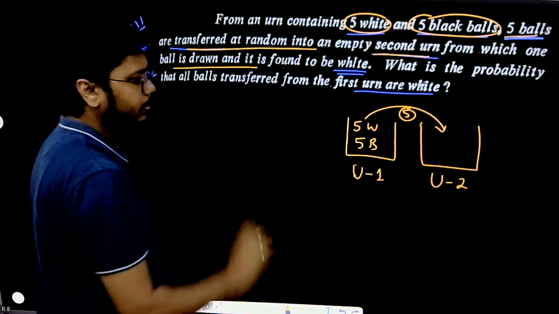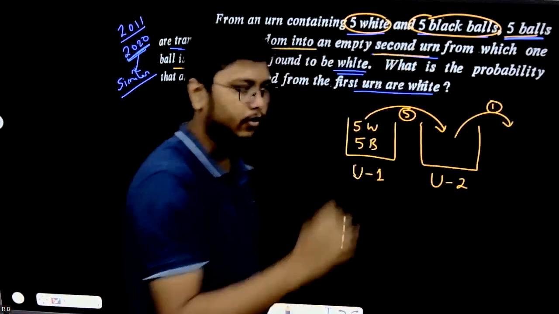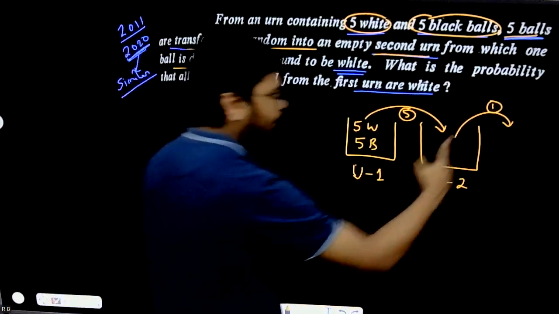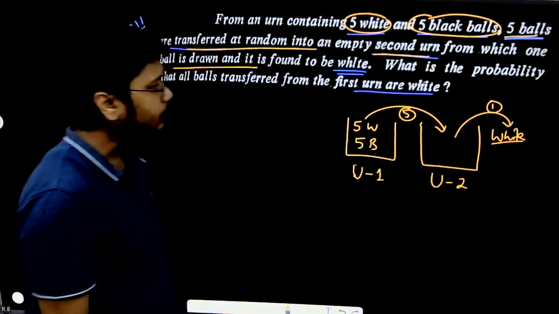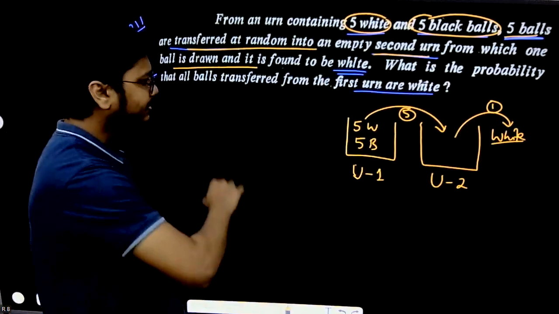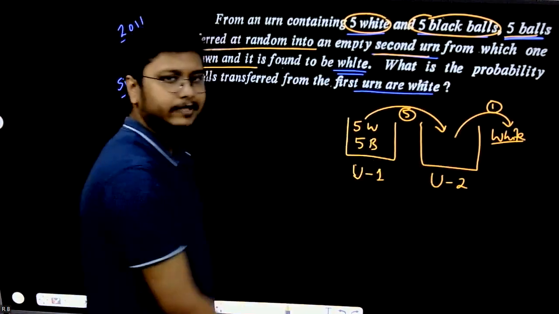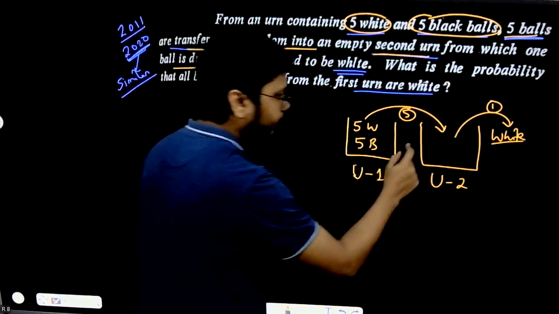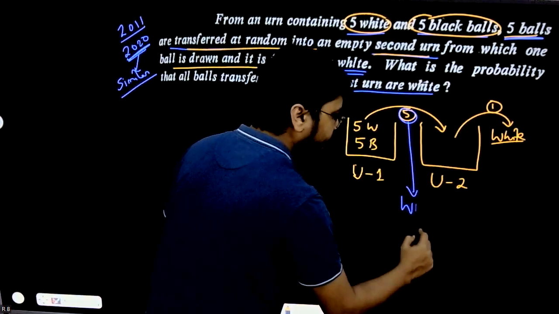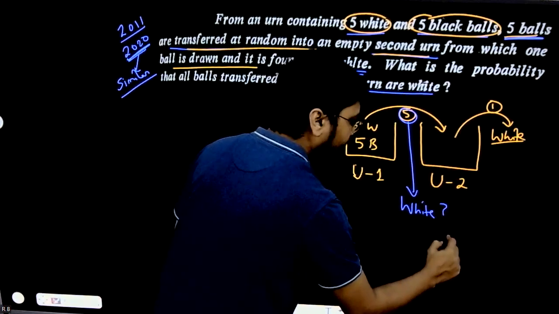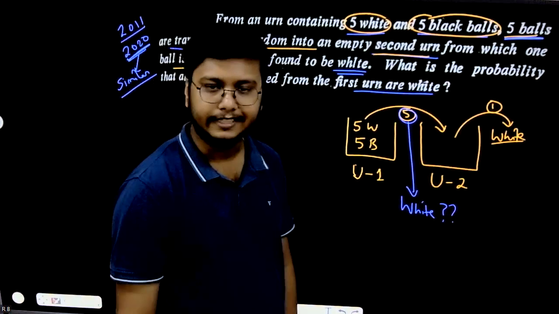Okay, so now we are drawing one ball again from this urn. How many? One ball we are drawing. And this one ball that we have drawn is found to be white. Now it is asking what is the probability that the 5 balls we transferred from the first urn to the second urn were all white? Okay, so we need to find this.